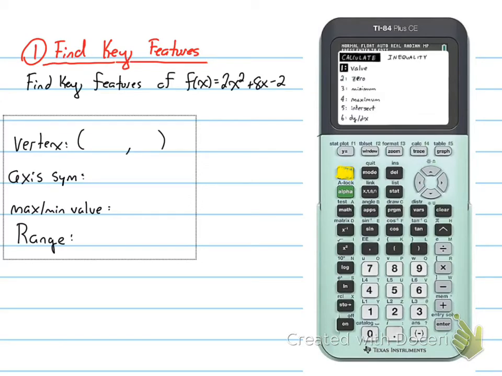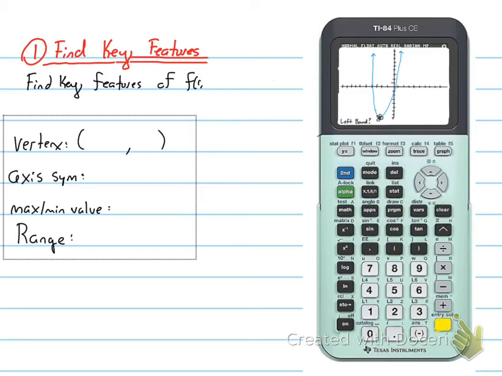And now it's going to take you to this menu. And here I could find a value, a 0, which is going to be helpful later on in this unit, a max, a min, or an intersection point. Looking back at this graph, I see that vertex is a low point, so that's going to be a minimum value. So I'm going to scroll down to minimum, press enter, and now my calculator is asking me to enter in a left bound. So you might already be familiar with this.